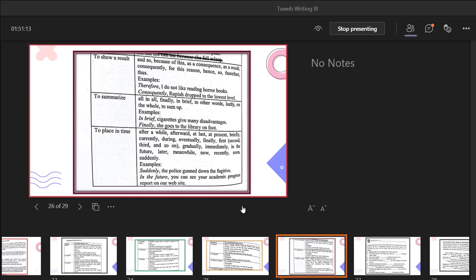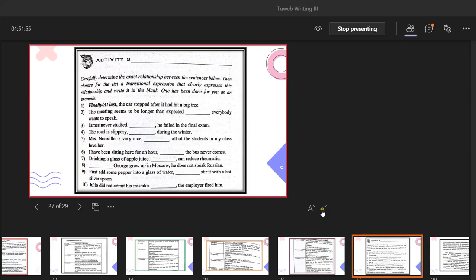You can open your book page 4.27 and 4.28. Okay, and then to place in time, the last one: after a while, afterward, at last. So basically, this transitional expression is quite the same with kata keterangan, adverbial phrase, or conjunction. Jadi bagaimana kita bisa membuat kalimat kita atau esai kita itu lebih enak didengar, jadi si readersnya itu can catch the meaning easily.